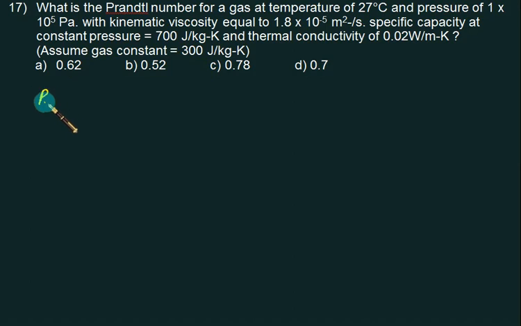What is the Prandtl number? You have to find it out. We are given the kinematic viscosity, pressure, and temperature. Prandtl number is given by mu Cp by k. We don't know the density because kinematic viscosity is given. So density is given as P by RT, that is 10 to the power 5 divided by 300 into 300.